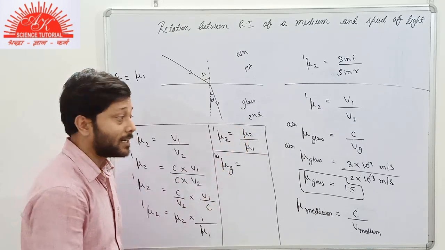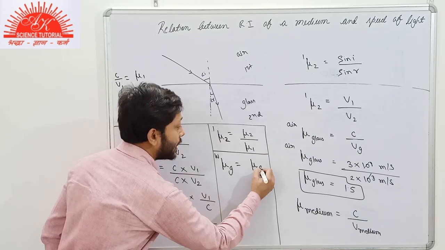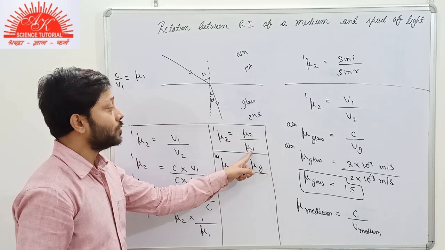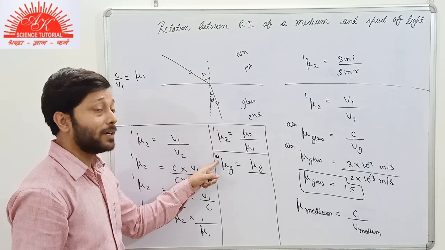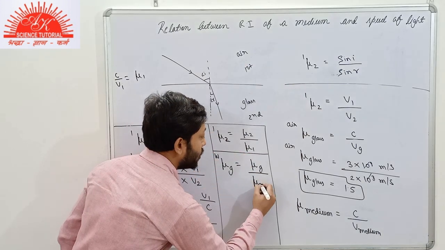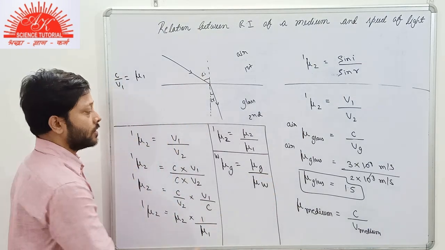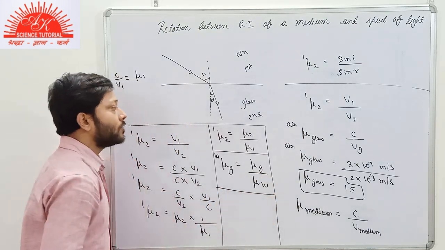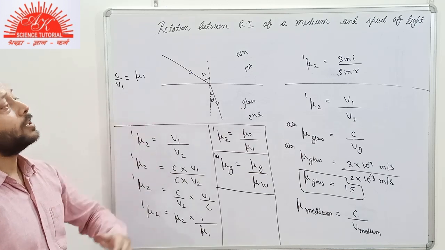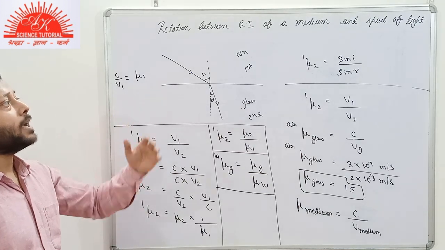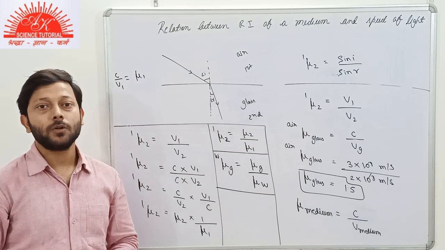Here the second medium is glass. So the absolute refractive index of glass to the absolute refractive index of the first medium, that is water here. So the absolute refractive index of water. I think with the help of these things, the concept of the relation between the refractive index of any medium and the speed of light must be very clear to you.